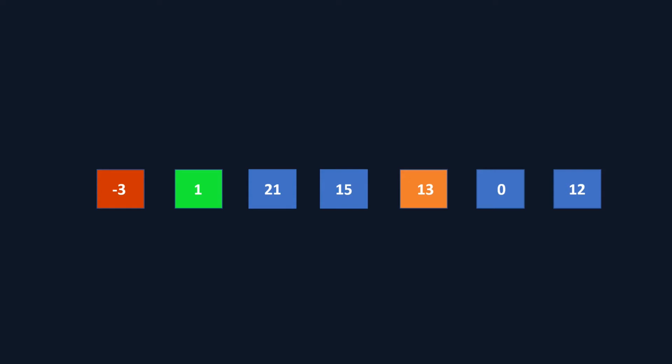13 is greater than 1, we will move ahead. Then 0 is less than 1, so here we will change the minimum to 0. And then 12 is greater than 0, so we will not change the minimum and just swap with the second element. And then we have fixed two numbers. Now we will search for the third number. Now minus 3 and 0 are sorted. Now we are moving ahead.